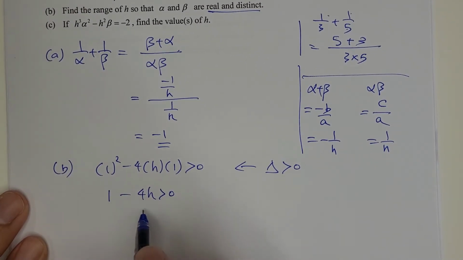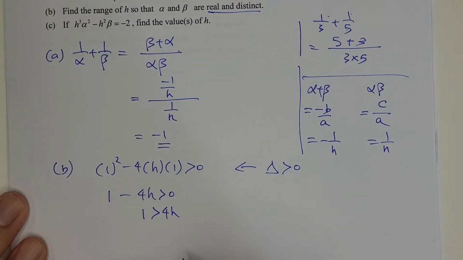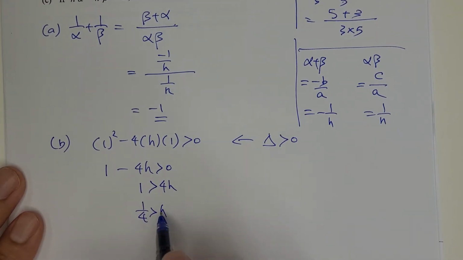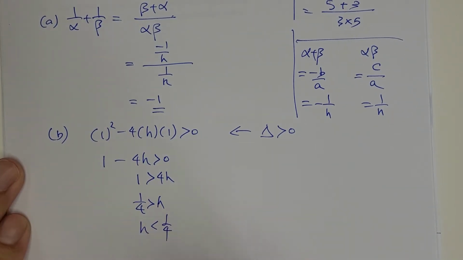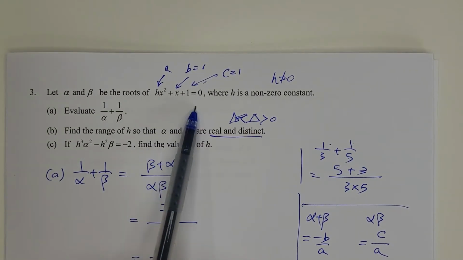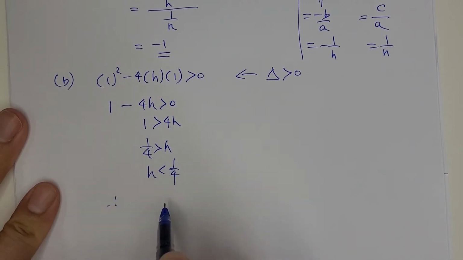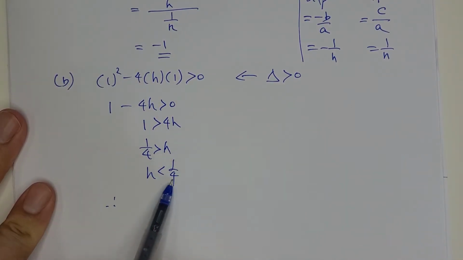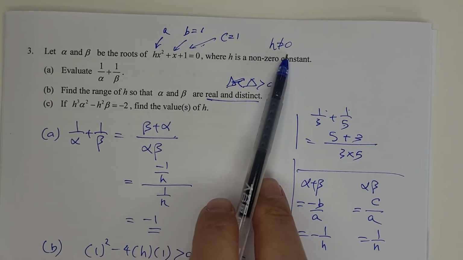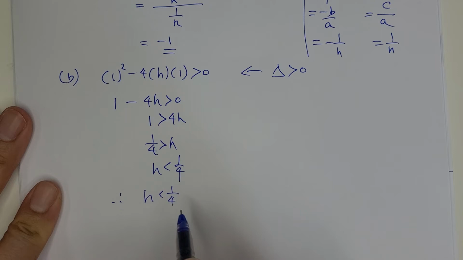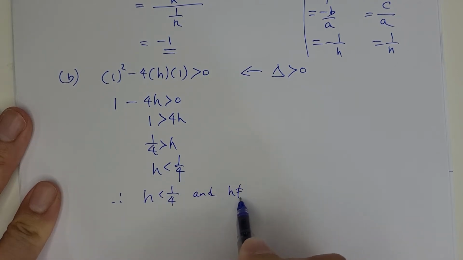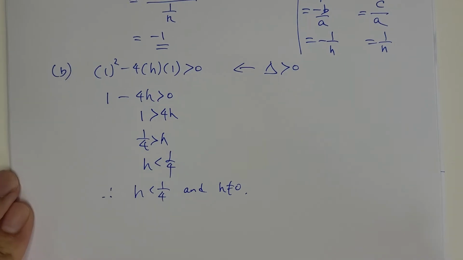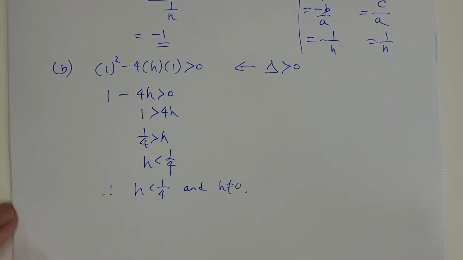So you should move 4h to the other side, and then divide by 4. Finally, put h on the left-hand side: h less than 1 over 4. And you find that if h is less than 1 over 4, then the roots of this equation will be real and distinct, right? Therefore, this is the possible range we want to find. But don't forget, h cannot be 0. Therefore, your final answer is h less than 1 over 4 and h is not equal to 0. Okay, you should state it very clearly. So that's the end of part B using the concept of delta.